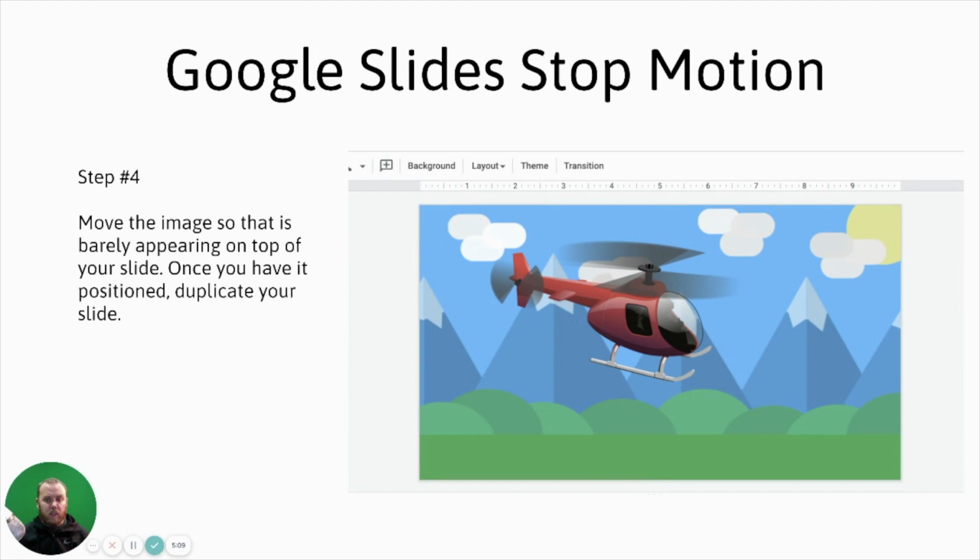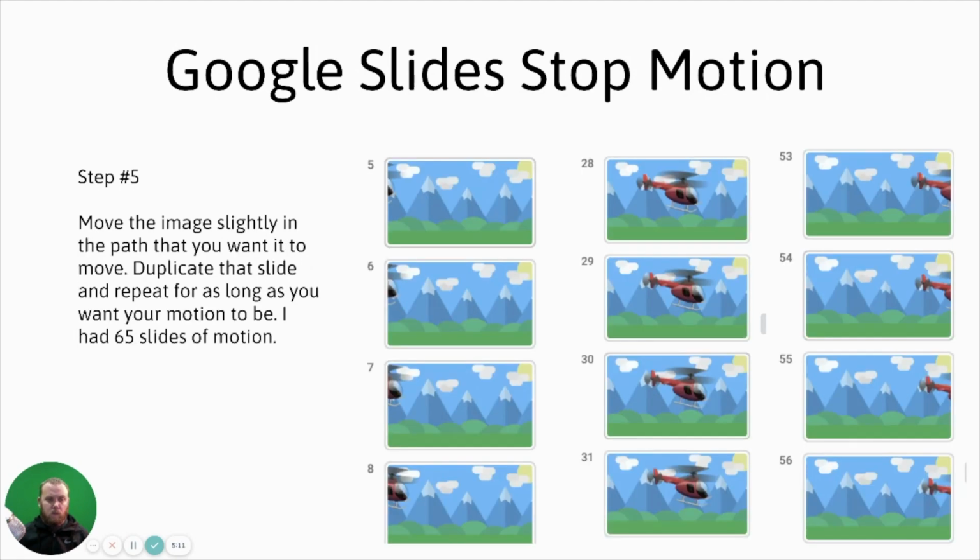So let me show you what that looks like, right? All right, so in my slide number 5 here, you can see the helicopter is just barely on there. And then I duplicated my slide and the helicopter's in the same spot. Then I move it over just a hair for slide 6, right? Duplicate slide 7, slide it over, duplicate slide 8, move it over. Keep doing that. I skipped lots of them, but you can see that all the way by slide 56, most of the helicopter has gone across the slide.